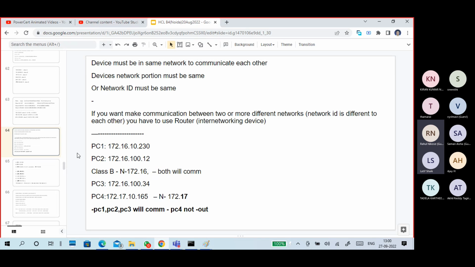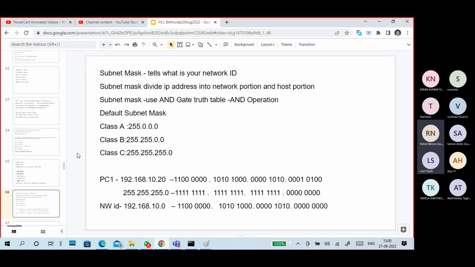Guys, we understand which is the network portion and which is the host portion. But here I said the network ID must be the same. Whenever a PC is communicating to another PC, they use the source IP and destination IP, and they also use the network ID. Are both in the same logical network? If both are in the same logical network, they will communicate with each other. If they are not, they cannot communicate. Of course, both must also be in the same physical network, in a basic single network.